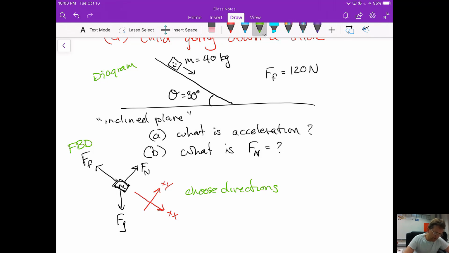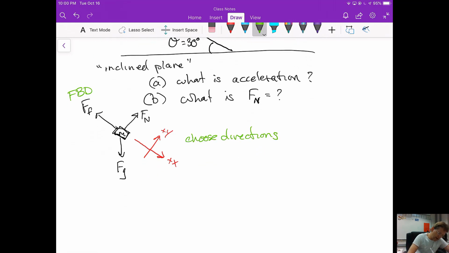It doesn't matter. I just chose up from the plane. Okay, so that's the third step, choose the directions. The fourth step is to write down the relationships we're going to use, right? We're going to use F net x equals m a x, F net y equals m a y.